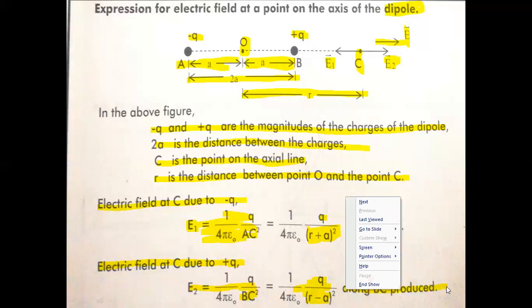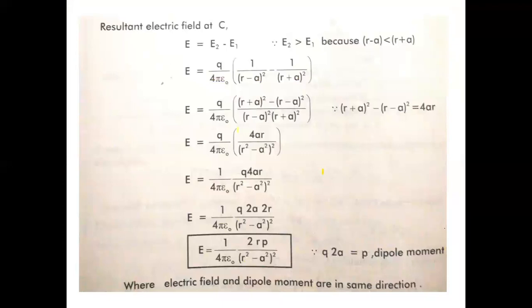Now I have got both the electric fields, so we can move to the next step. When we want the total electric field, we have to add it. So let us see what is there here. Resultant electric field at point C. We have calculated both the electric fields. Here E1 is the electric field due to the charge minus Q, and E2 is the electric field due to the charge plus Q. So let us subtract here. Since I have written E2 here, because the minus sign we will get in the derivation while calculating for minus Q. That is why.